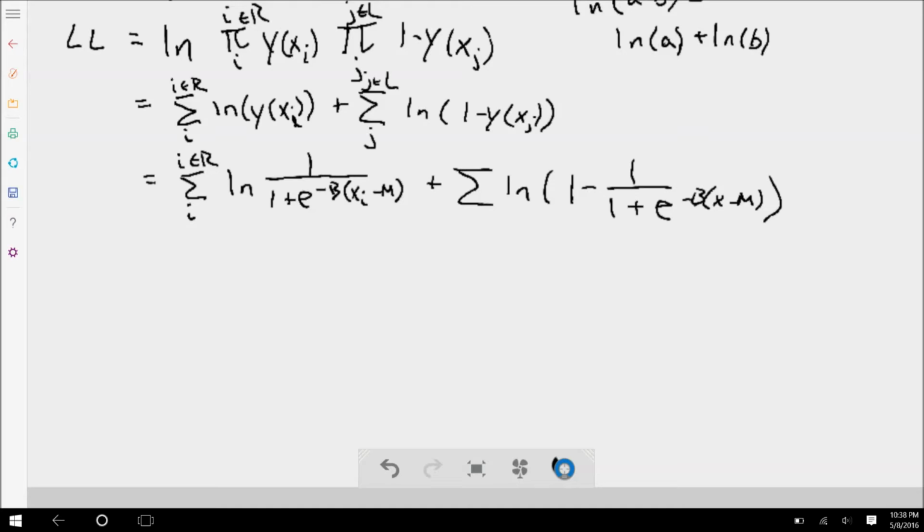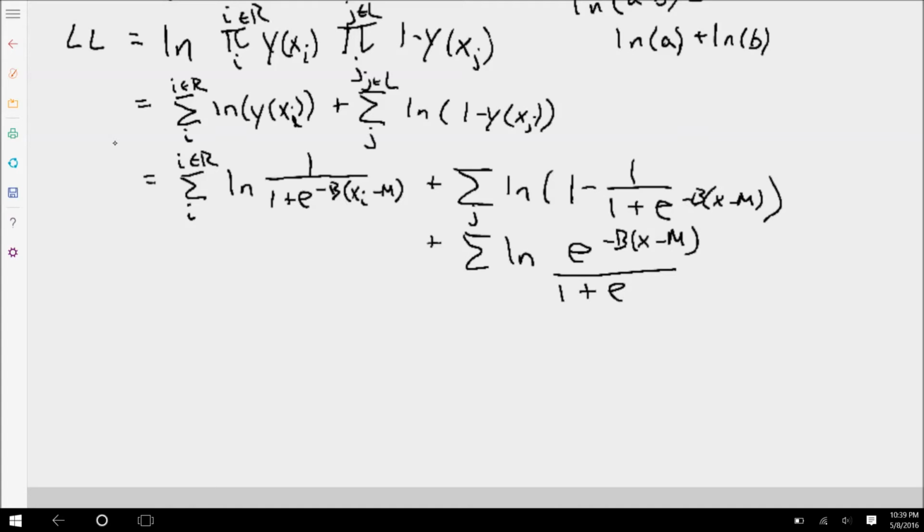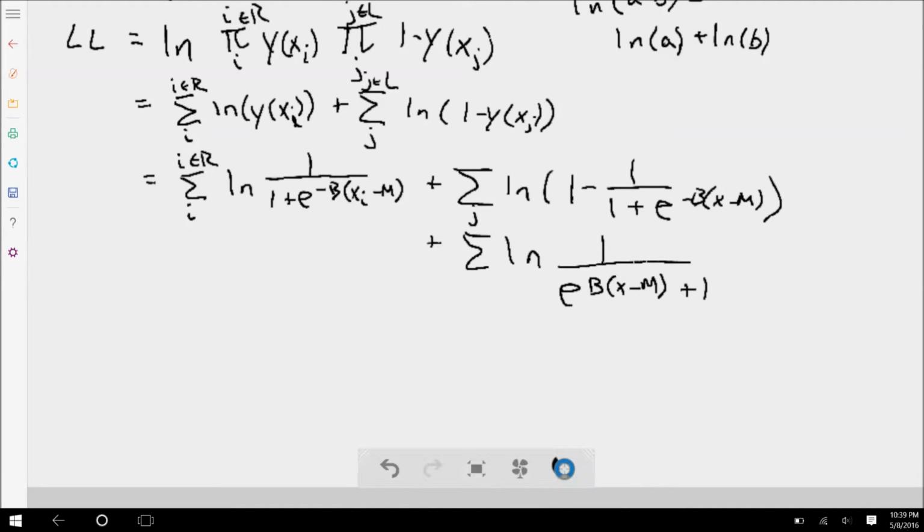If we look at this right-hand part of the equation here, if we turn this into a fraction of 1 over 1 plus that, then we get 1 plus e minus, so this can be written as e to the negative b times x minus m over 1 plus e to the negative b times x minus m. And then we can just multiply the top and bottom here by e to the b times x minus m, and we end up getting the following.